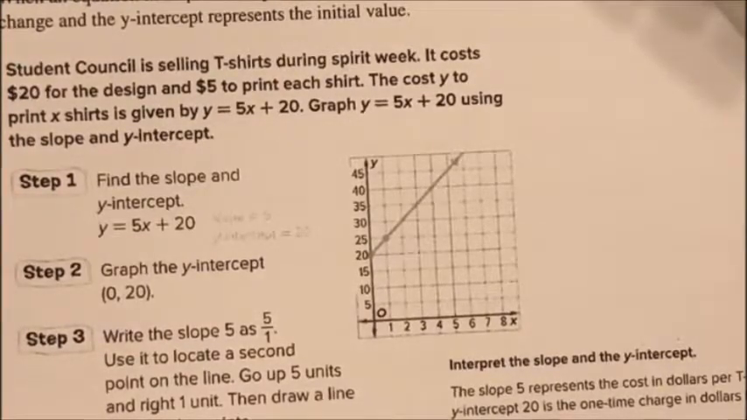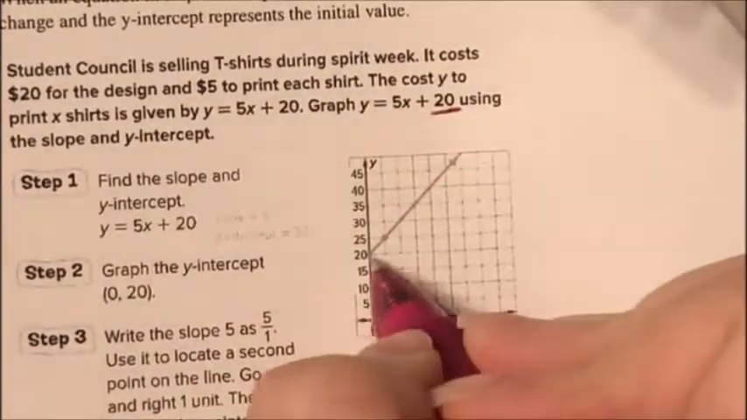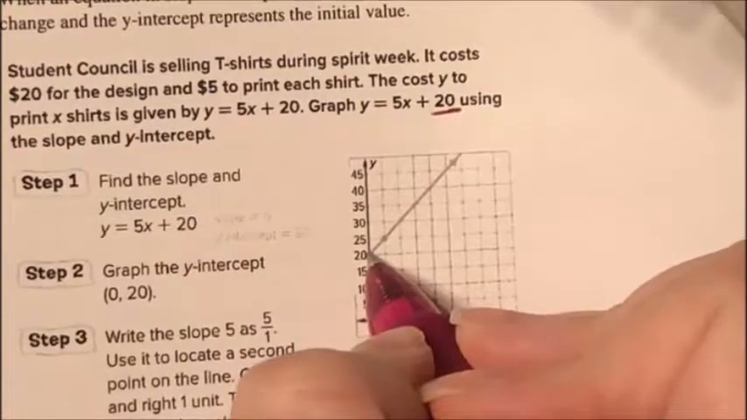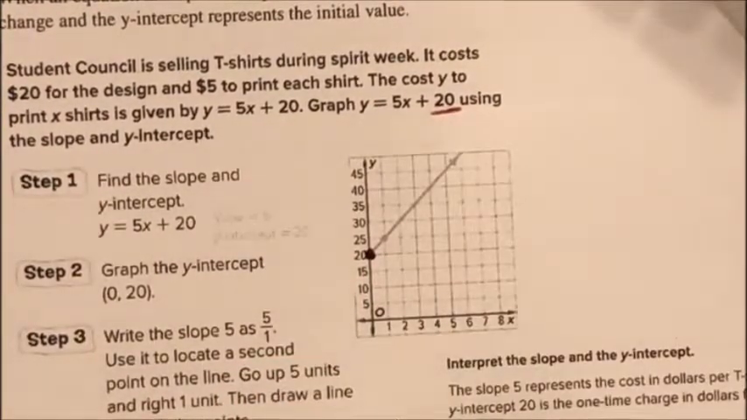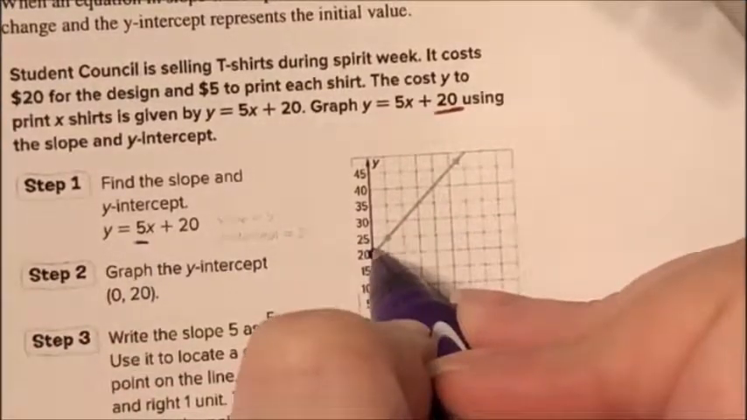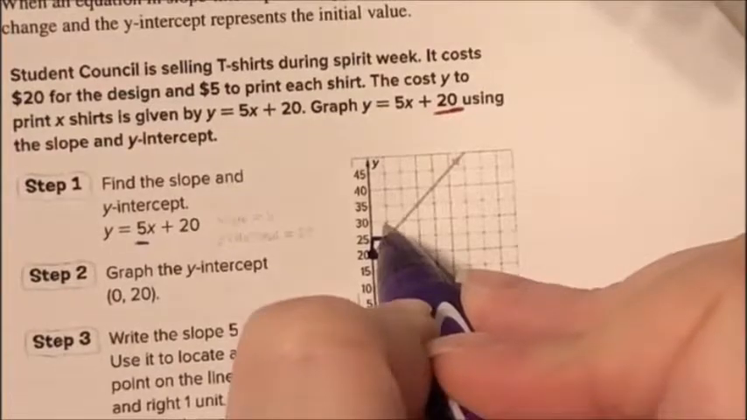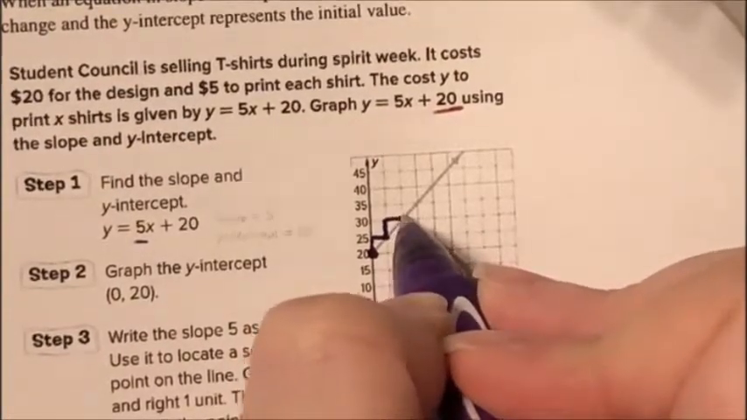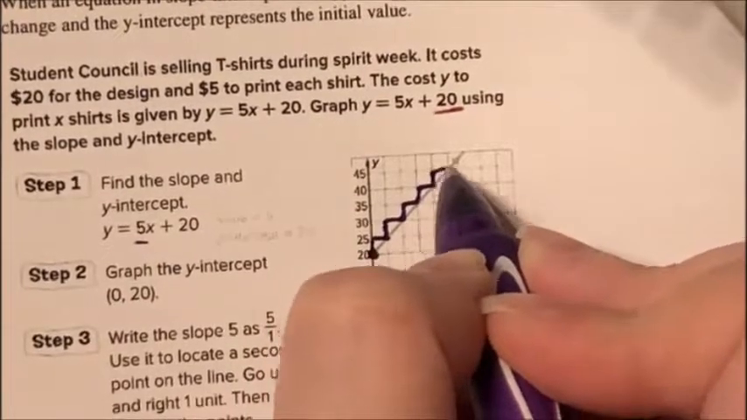Okay, so my y-intercept is 20, right? So I go to my graph and I look where 20 is. So I'm going to put a point there because that's my y-intercept. That's where I start. Okay. Then my slope is 5. So that tells me I go up 5 over 1. Up 5 over 1, and I can keep going, okay?